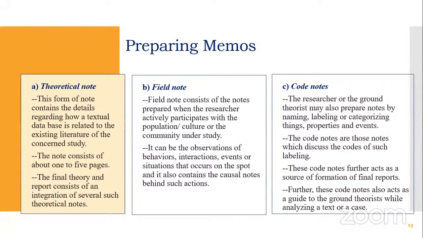Okay, so these codes are basically prepared by naming, labeling, or categorizing things. So we can be looking into patterns of data which are emerging, and we can be naming a particular phenomenon which we are observing, okay, labeling certain themes which we find relevant, or we can be categorizing different events, things, etc. All right, so these codes at a later stage actually help us to develop the final report, right?